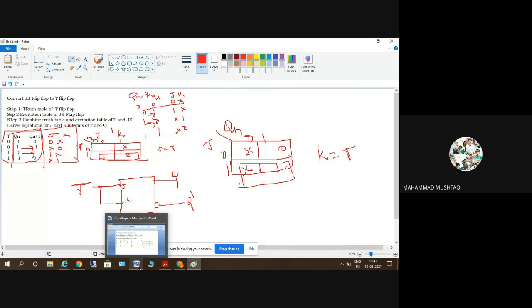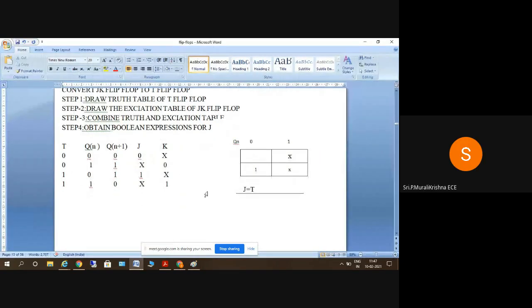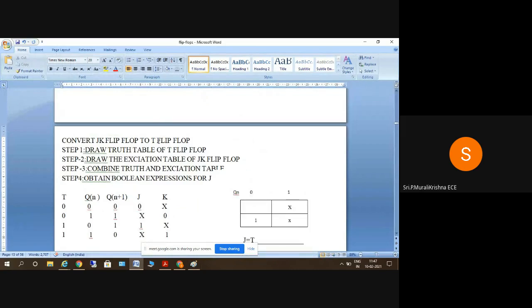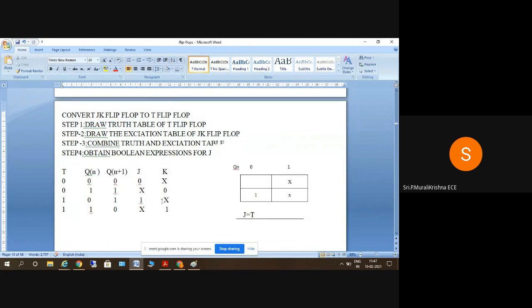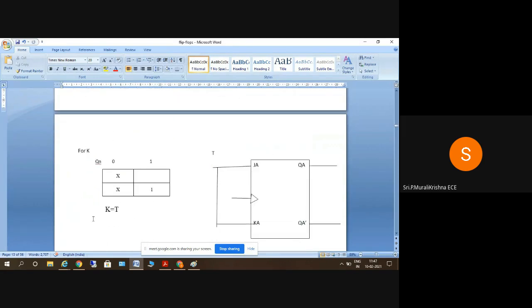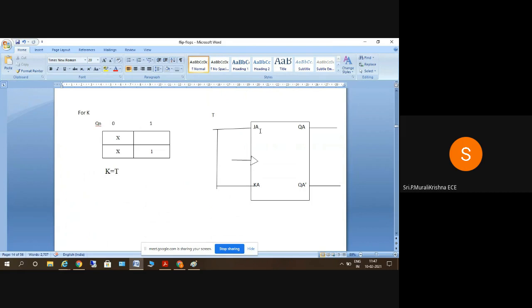Okay, so this is the thing here. First of all we need a truth table of the flip flop to be converted, and the truth table of the original one, so the excitation table of this one. Afterwards find the equations for j and k in terms of t. So j is equal to t here and k is equal to t. And we have q and q bar here. So this will be the conversion diagram.